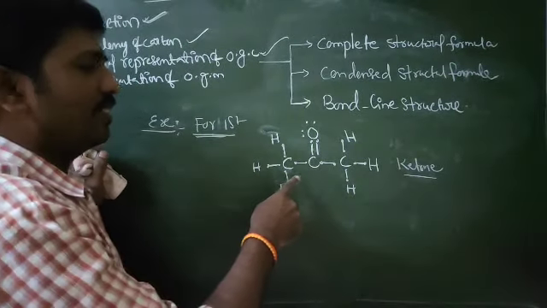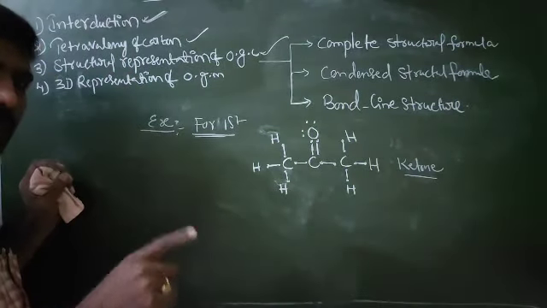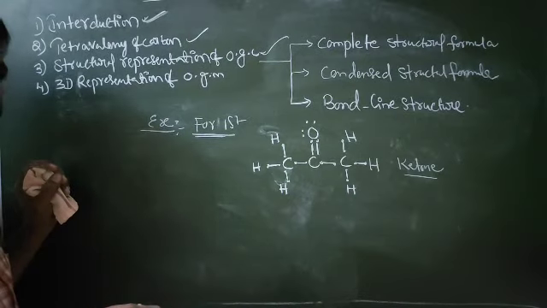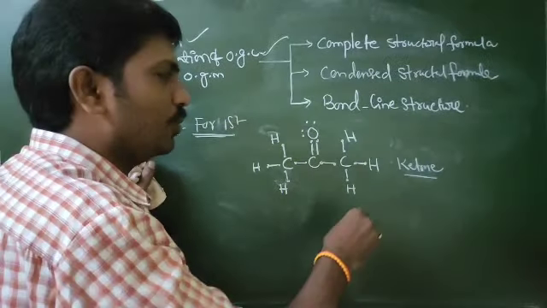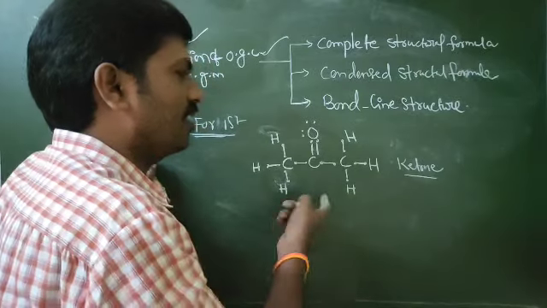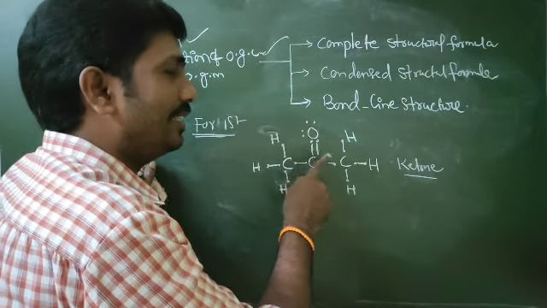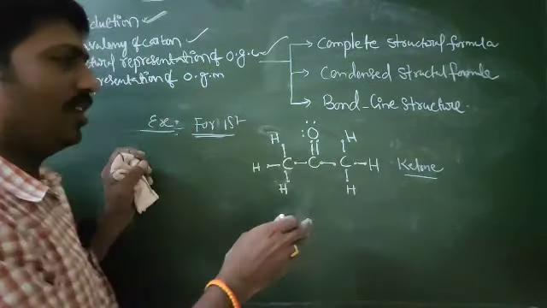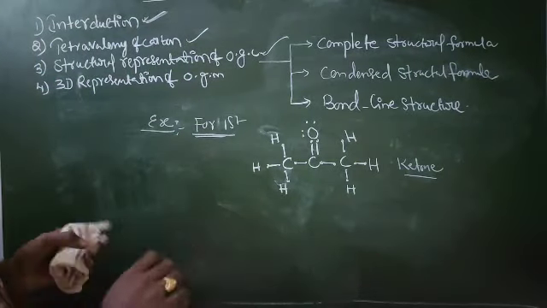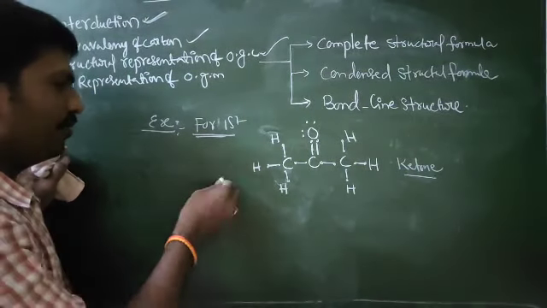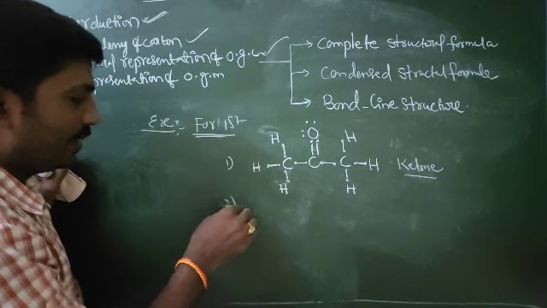3 carbons is there, means 1 carbon methane, 2 carbons ethane, 3 carbons propane. This is propanone, 2-propanone, or propanone is also enough because this is not a chain terminating group. Propanone, or ketone is the general name. This is ketone.